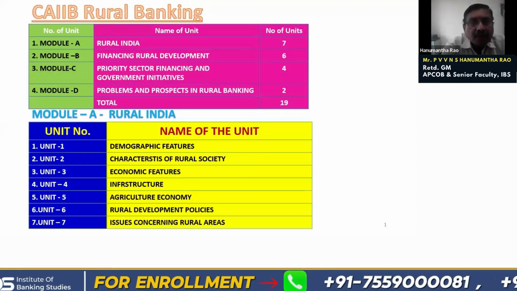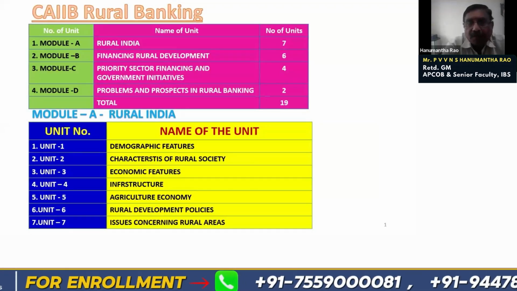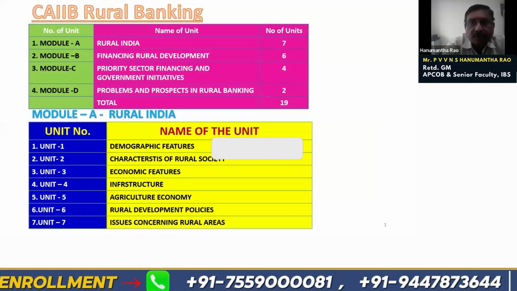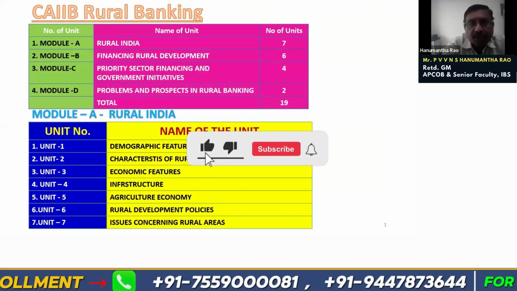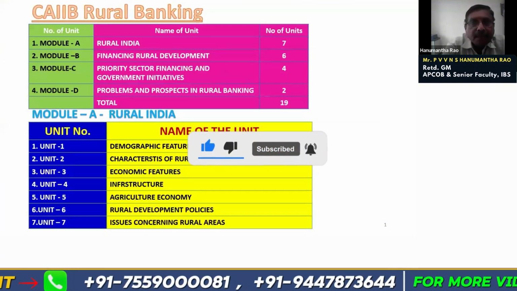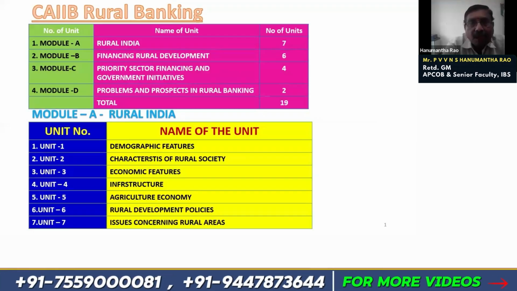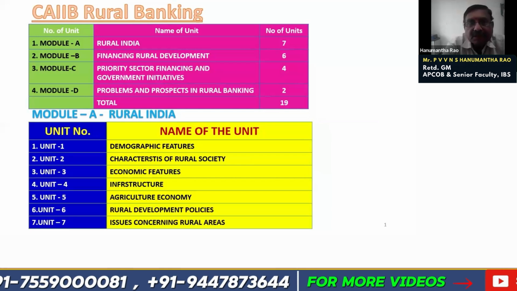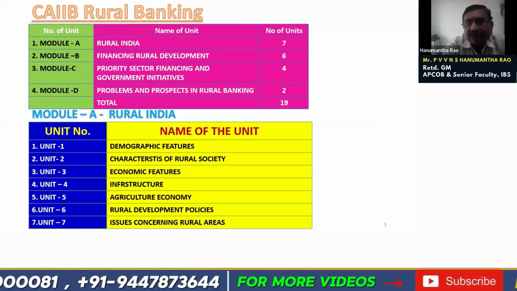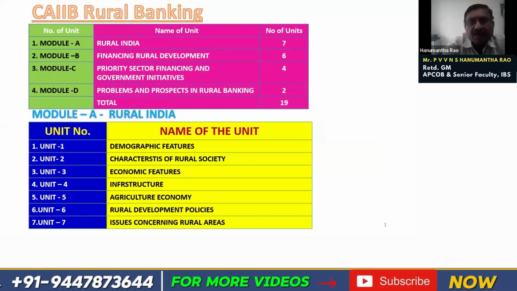Friends, here in our rural banking, we are having 4 modules: Module A, Module B, Module C, and Module D. Each module was named separately. Module A was named as Rural India. In this module, we are having 7 units. Units means chapters, 7 chapters or 7 topics.